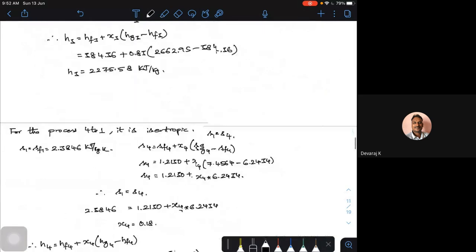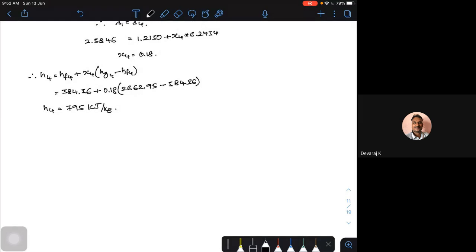Now let's find the turbine work. The turbine work, let me call it WT, is equal to H2 minus H3. H2 is 2794.3 minus 2275.58, which is equal to 518.85 kilojoules per kg.